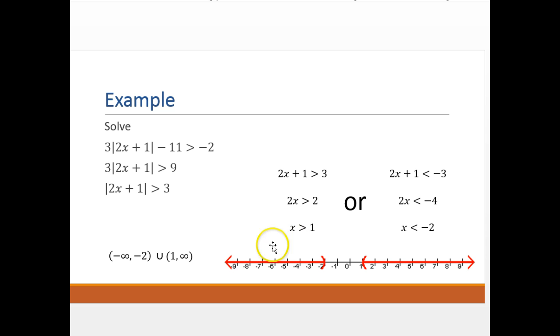I have two intervals here. I have the interval negative infinity to negative 2, union 1 to infinity. In other words, my answer falls in one of these two. When I say union, it basically means or, one or the other.